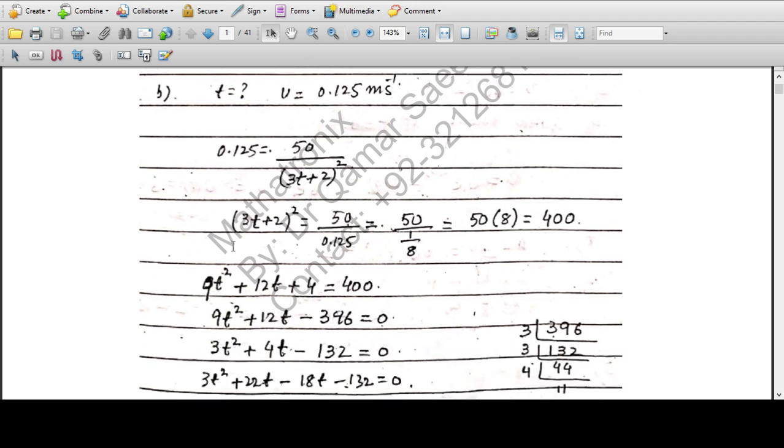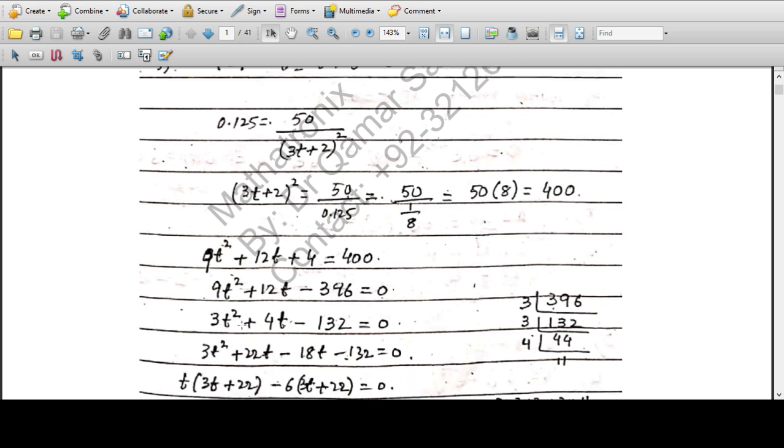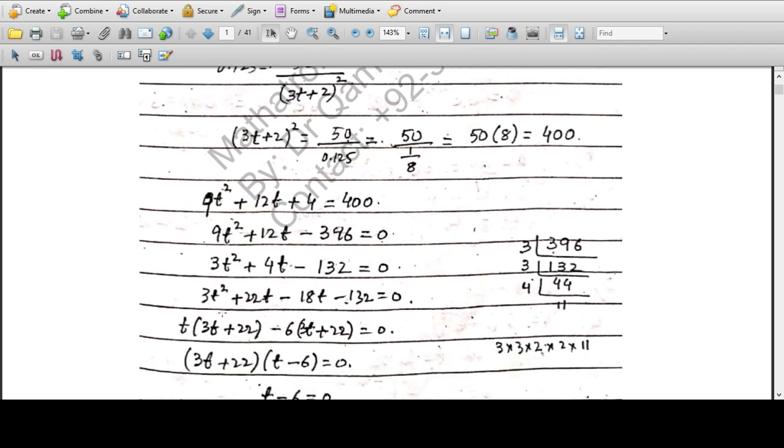On simplification, this bracket opens: 9t square plus 12t plus 4, because on applying (a plus b) whole square, they come to this, and this 400 is here. On shifting this 400 to the left hand side, it becomes this. On eliminating 3 from all by dividing this whole equation by 3, it becomes 3t square plus 4t minus 132. Now factorize it. On factorization, it becomes (3t plus 22) one factor, and (t minus 6) is equal to 0 is another factor. So t minus 6 and 3t plus 22 are the two factors.